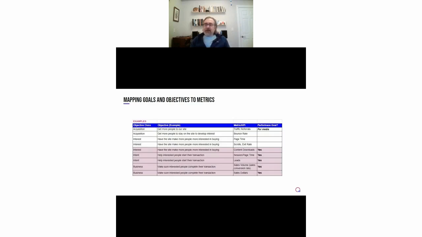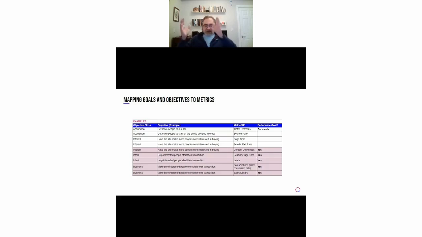And then we talked about, as we list more of these objectives, and this one has just added a few, what metrics and KPIs would we add to this? And this is just really setting out your measurement plan. Okay, I want to get more people to the site. I'm going to measure that by traffic referrals. I want to get more people to stay on the site. Okay, I'm going to look at bounce rate. If I can optimize bounce rate, then I'll have more people staying on the site and moving through. More people interested in buying: scrolls, exit rate, page time, right?